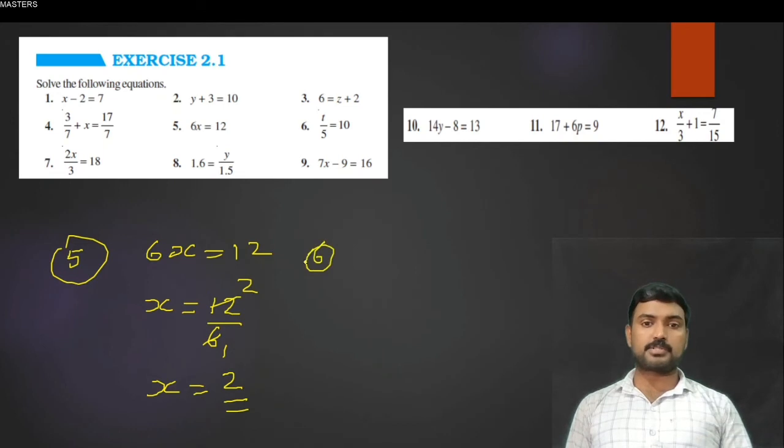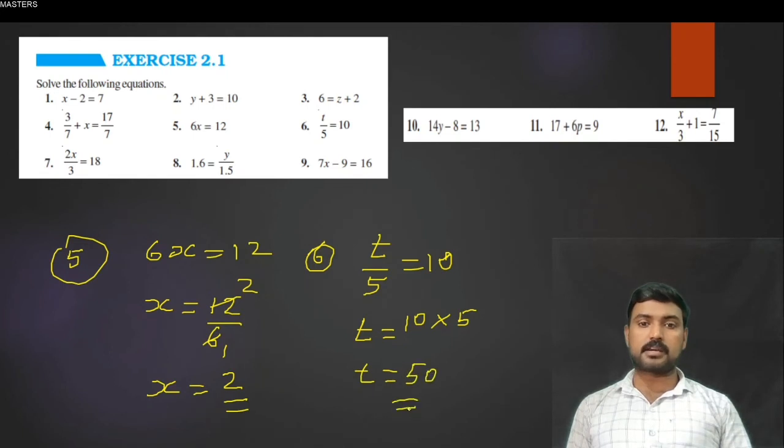Now we can go to the sixth question. Question number 6 is t by 5 is equal to 10. Here t divided by 5. 5 is dividing. The division changes to the right side and will become multiplication. So we get the answer 10 into 5. This 5 becomes multiplication. We know that 10 fives are 50. So we got the answer t is equal to 50.